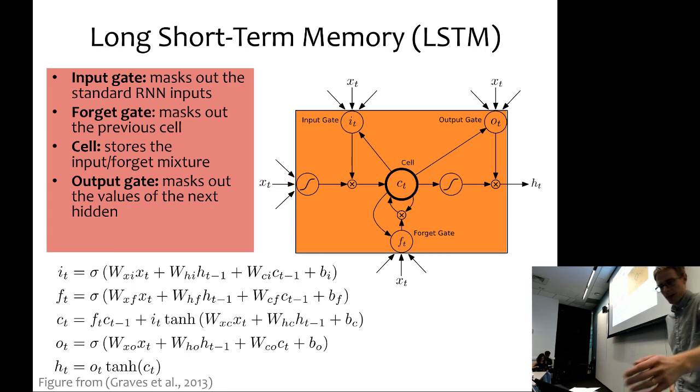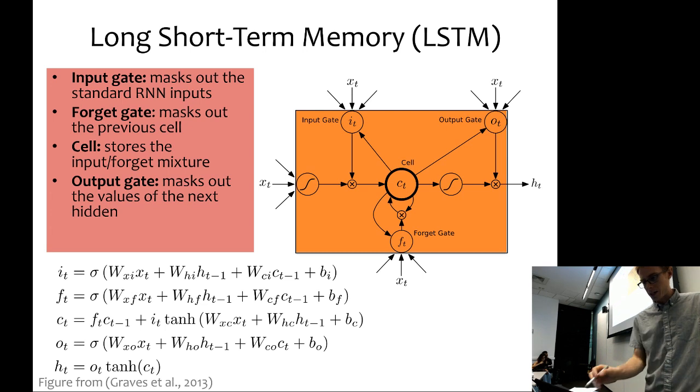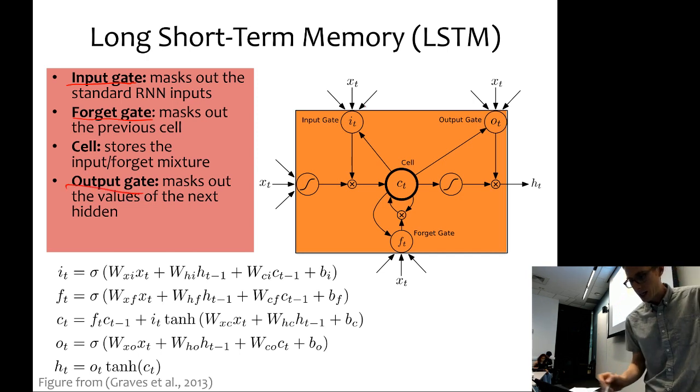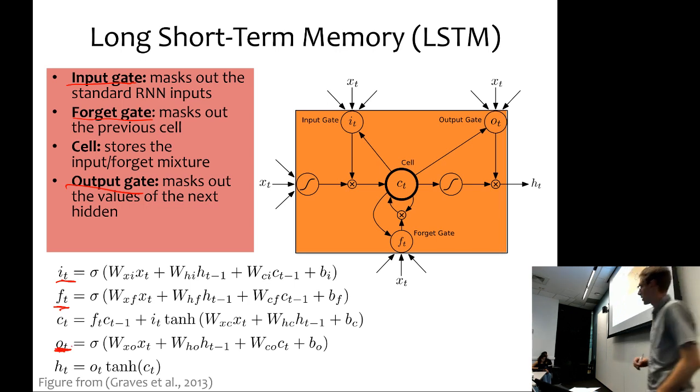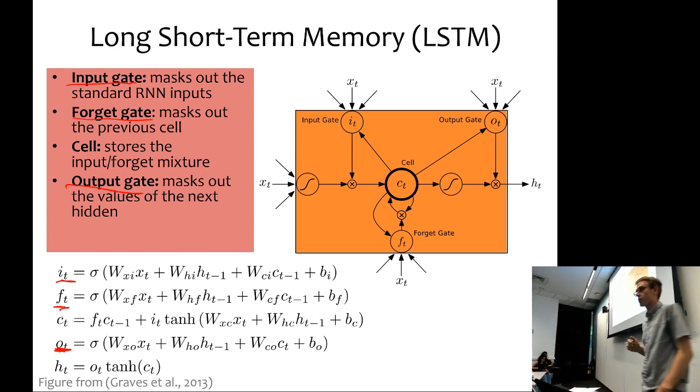Okay, so this is an actual depiction of one of those cells, and here you can now see explicitly the different gates that we had mentioned. So there's an input gate, a forget gate, and an output gate, corresponding to i sub t, f sub t, o sub t. And the gates themselves are going to control the information flow through this cell.